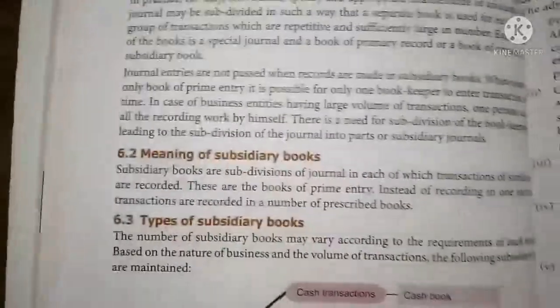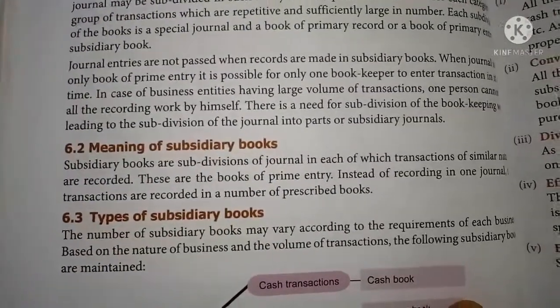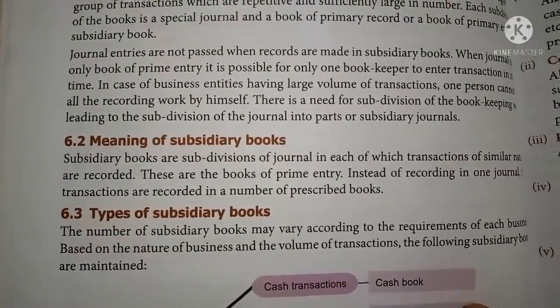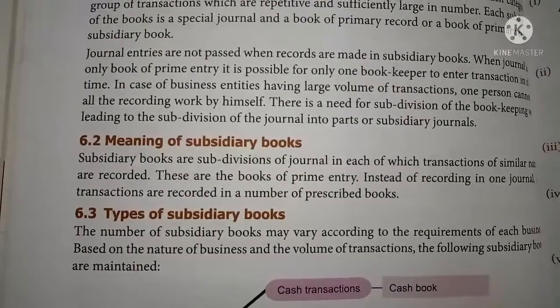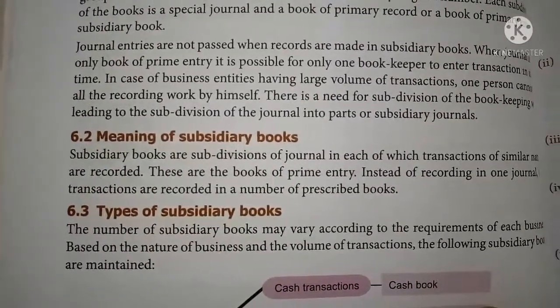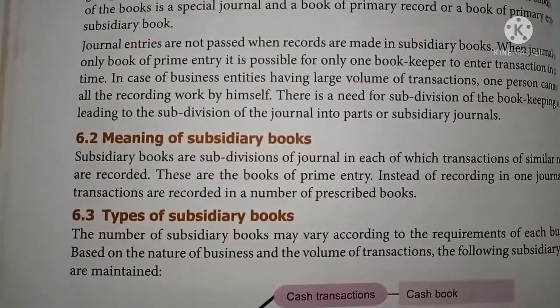Subsidiary books are one of the special journal books. Subsidiary books are subdivisions of the journal in each of which transactions of similar nature are recorded. These are the books of prime entry. Instead of recording in one journal, transactions are recorded in a number of prescribed books.